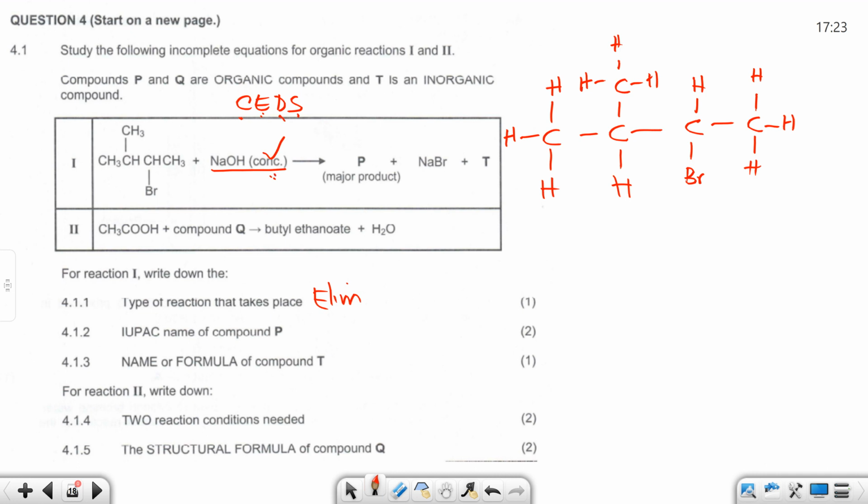But the key word here is what? Concentrated. And once you see concentrated, it is elimination. What's the other condition? Strong heat. Guys, if you are eliminating, you don't go in smiling. If I want to chase you from my chair, I need to be strong, right? Strong heat.